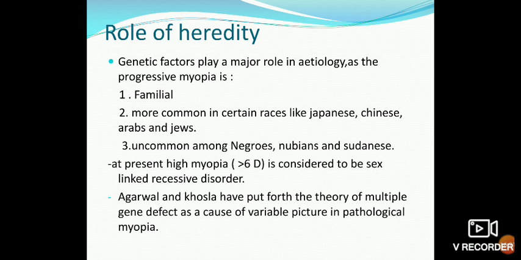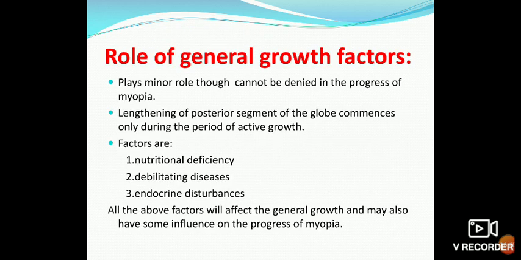Remember. Another theory that has been put forth by Agarwal and Khosla, that is the multiple gene defect theory. Multiple gene defects are responsible for the variable picture in pathological myopia. Just remember the name Agarwal and Khosla, a multiple gene defect theory. Okay.